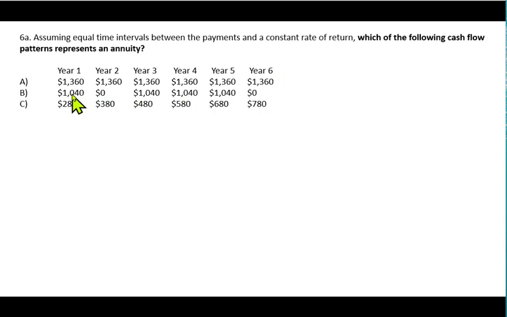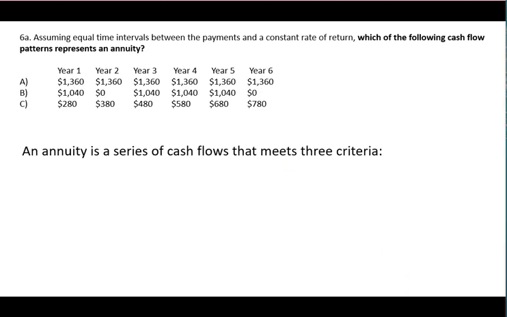B, you get $1,040 in the first year, nothing the second year, third, fourth, and fifth year you get the same amount, and then the sixth year you get nothing. So it's equal payments, but not every single year. And then the third one looks like it's different payments every year. So the answer to this is, understanding what the definition of an annuity is, which is a series of equal cash flows. The answer would be A.